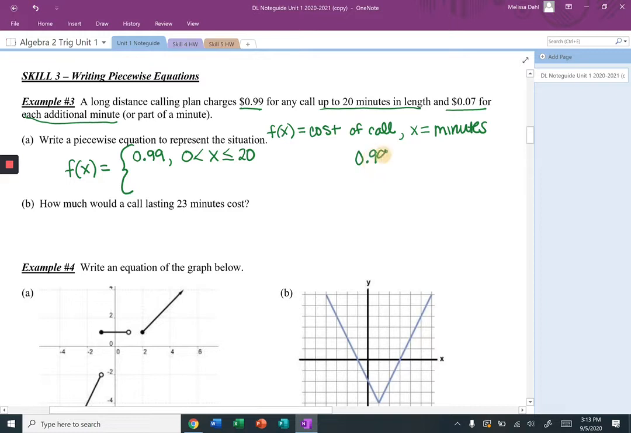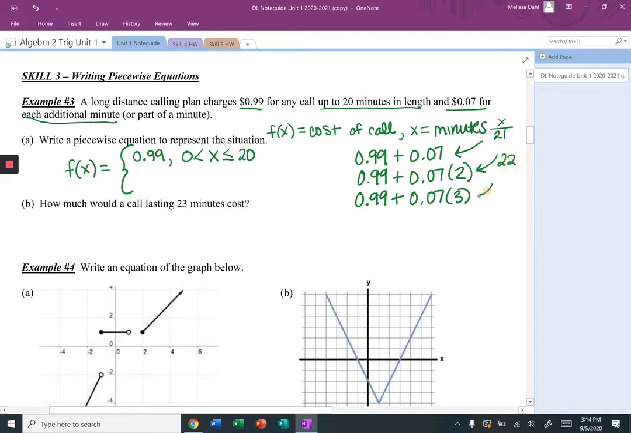Basically, I'm charged the 99 cents, and then I'm charged for 1 additional minute. Let's think about when you go to 22 minutes. You're charged the 99 cents, and then you're charged the 7 cents, but you're charged it twice. What about 23 minutes? You're charged the 99 cents for 20 minutes, and then you're charged the 7 cents 3 times. So remember, this was when we were using an x value of 21. This was an x value of 22. This was an x value of 23.